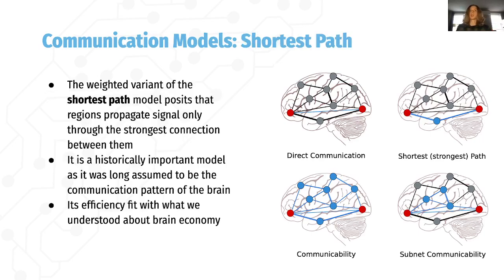The weighted variant of the shortest path model posits that regions propagate signal only through the strongest connection between them, the thickest bundle of fibers connecting those regions, essentially. We would say that's the most reliable, strongest connection. It's historically important, as it was long assumed to be the communication pattern of the brain, because its efficiency fit with what we understood about brain economy. However, it was criticized for requiring global knowledge of network topology and not having any redundancy.